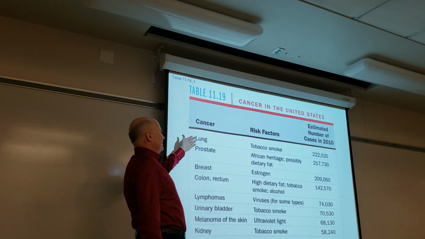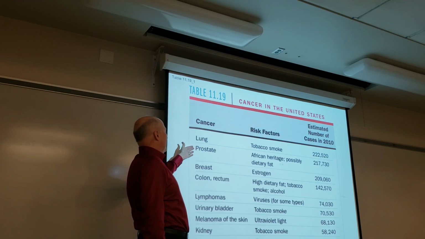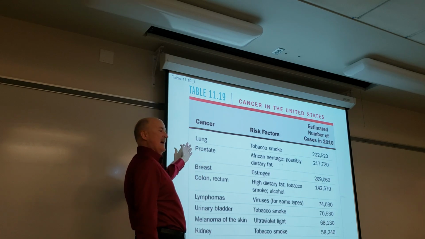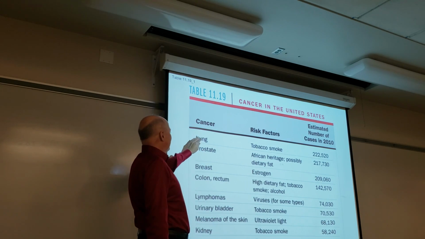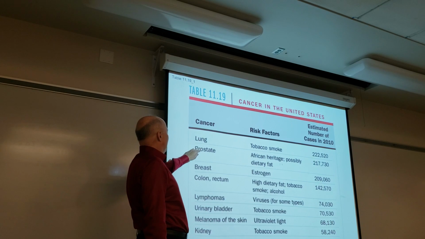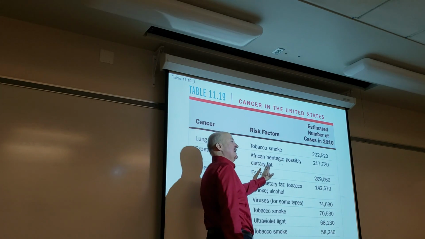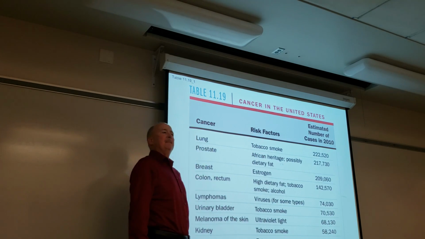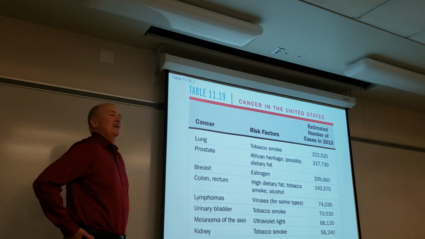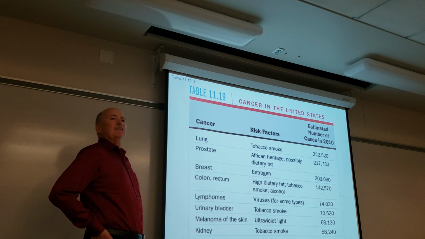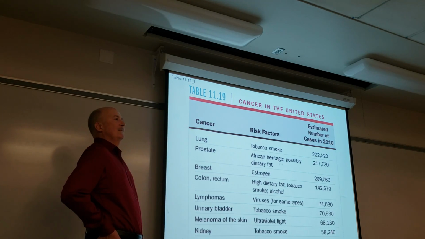Well, lung cancer is the most common, but prostate and breast are roughly as common too. Of these three, which one would probably be the biggest killer? Because this is looking at number of new cases. It's not saying how many people died. Which of those top three would probably be the biggest killer?